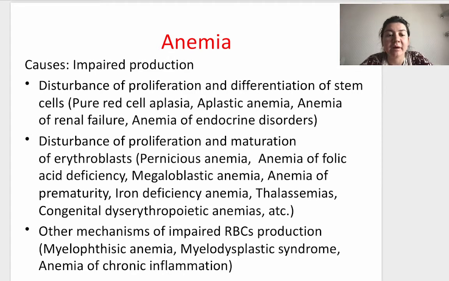And there can be other mechanisms of impaired red blood cell production, like in myelophthisic anemia, myelodysplastic syndrome, and anemia of chronic inflammation.